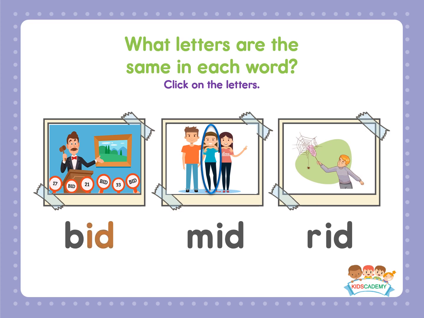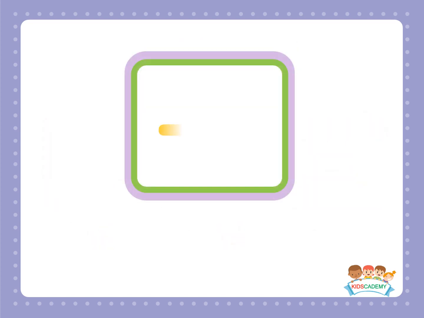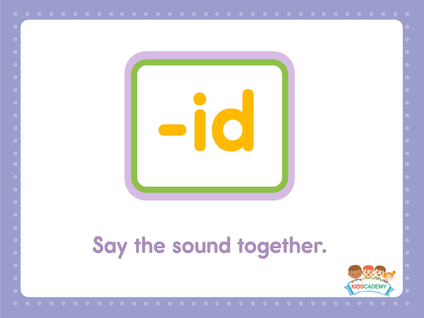Id. So, when vowel I comes with letter D, then the sound of I and D is id, id. Now say the sound together. Id, id.